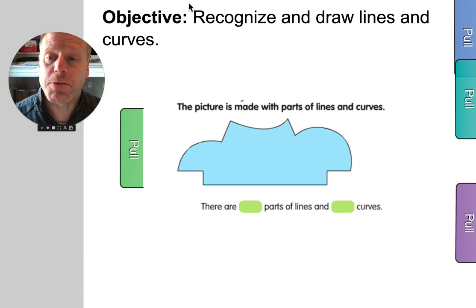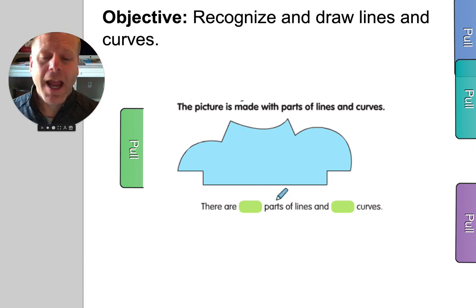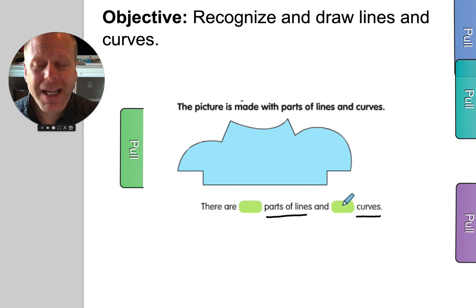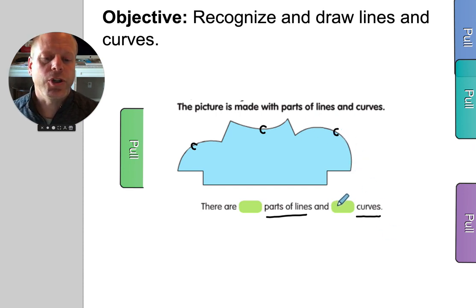So this picture is made up of both things. And if they want you to count the lines and they want you to count the curves, I wouldn't just start counting because you might forget some of these little ones that kind of sneak around these corners. So instead, I would use my same technique where I count the curves by putting a C on them. 1 curve, 2 curves, 3 curves for sure. I found them.